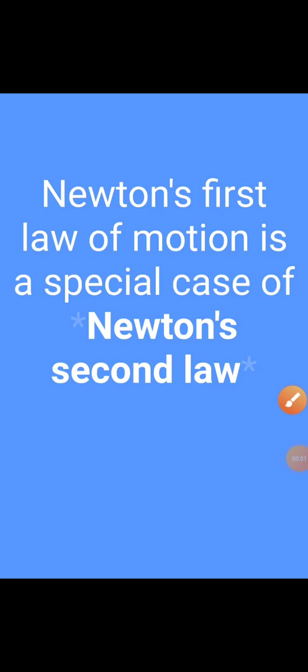Everyone, today we are going to discuss Newton's laws of motion. In this case, we are discussing that Newton's second law is so important that the first law is a special case of it. With the help of Newton's second law, we can justify Newton's first law also.